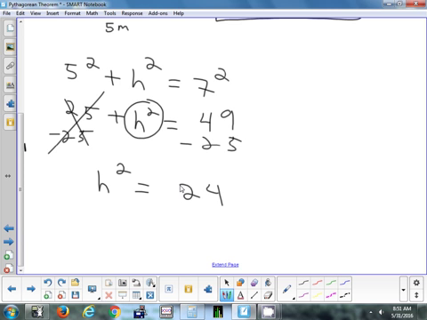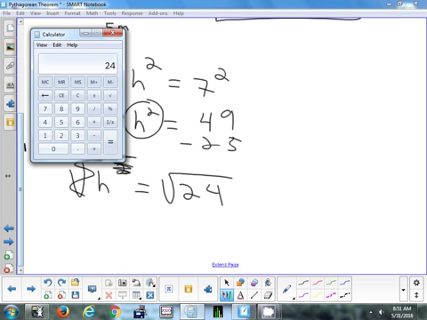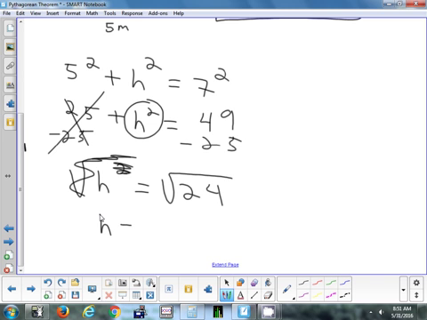Take the square root. Last step, guys, last step of every Pythagorean theorem problem, whether you have to solve for a leg or solve for the hypotenuse, the longest side, you have to square root it. You have to. Every time. Doesn't matter what you're trying to find, you have to square root it. Okay, so that gives us a height of about, let's round it to 4.9. So there's our height.